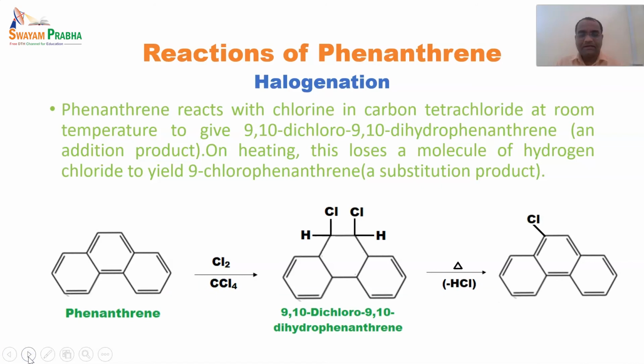And after heating that dichloro product, we can further modify it to only a mono substituted end product, that is 9-chlorophenanthrene. If we require this 9,10-dichloro-9,10-dihydrophenanthrene, it can be isolated. Just don't heat it and we will get that molecule after halogenation. But this mono substituted product is quite stable, and that is why we are desired to get a 9 substituted product.